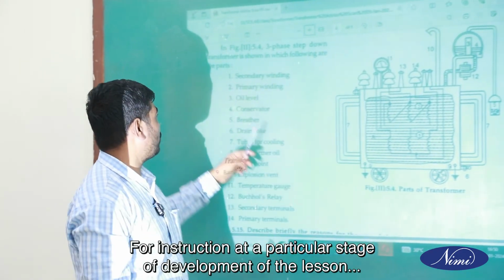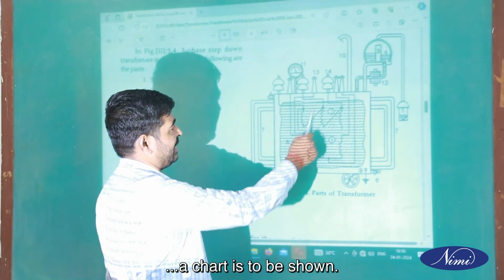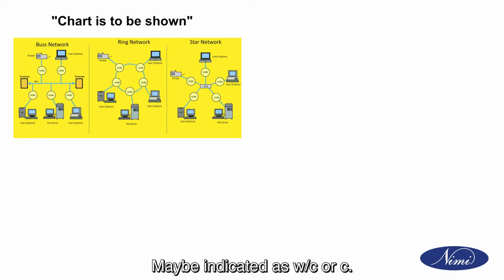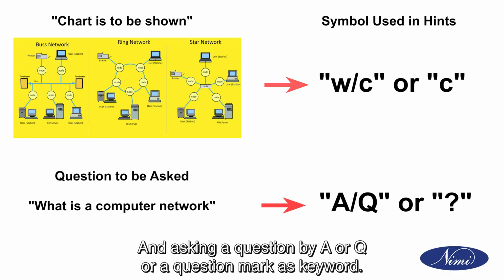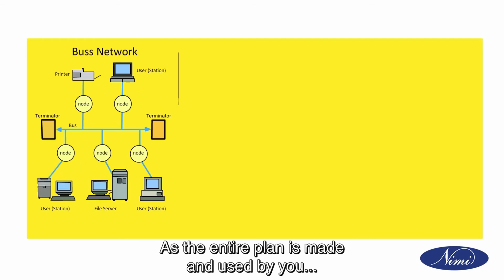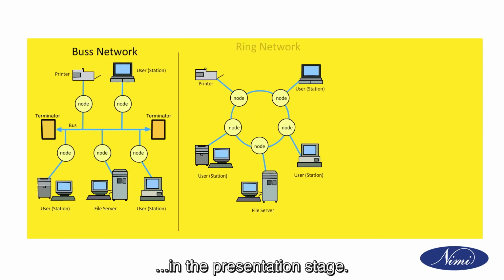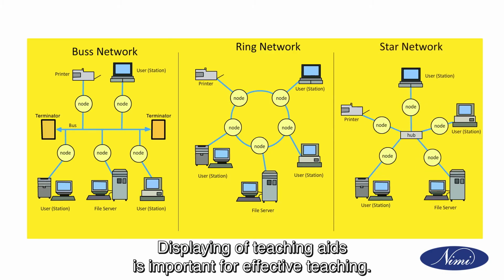For instruction at a particular stage of development of the lesson, a chart is to be shown, may be indicated as W/C or C, and asking a question by A or Q or a question mark as keyword, as the entire plan is made and used by you in the presentation stage. Displaying of teaching aids is important for effective teaching.